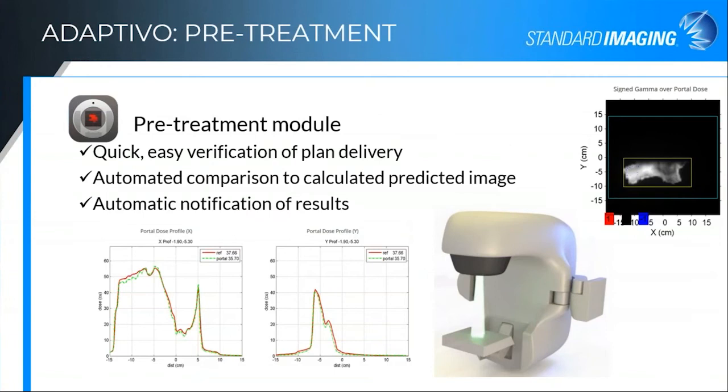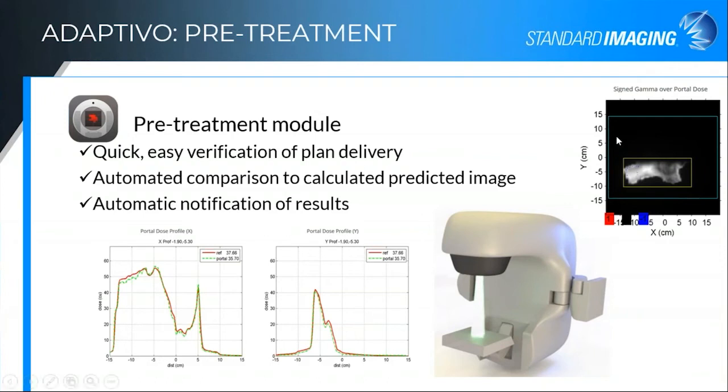So a little bit more on the modules here. The pre-treatment module, as I said, is a very quick and easy verification of the plan delivery, just a delivery through air to the imager. And we'll give you notification. Actually, you set your notifications. And in all of Adaptivo, we try and make it as configurable as possible. So in terms of the pre-treatment deliveries, you can set if you want to be notified that any pre-treatment delivery was done, or if you only want to be notified if there was an alert or a failure that occurred.